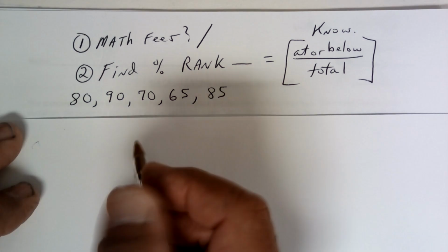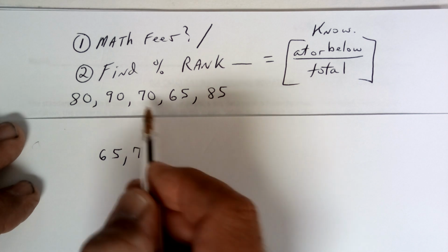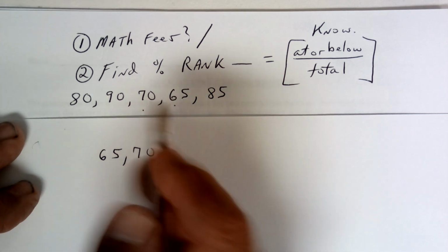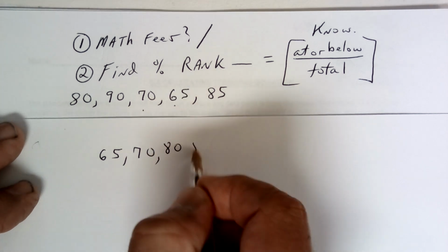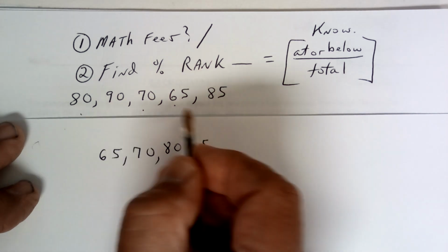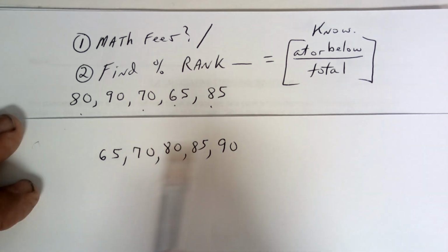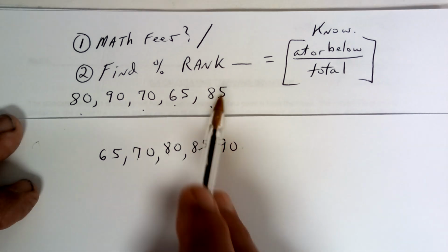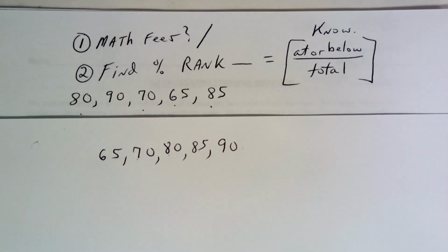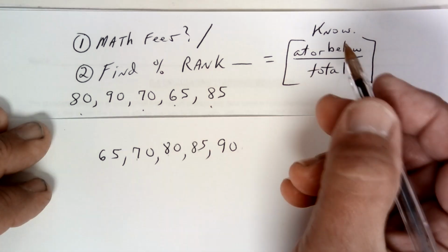So I'm going to go ahead and put 65, 70, then 80, then 85, and then 90. And you should always count to make sure you didn't miss anything. Okay? So you want to find the percentile rank of 85.